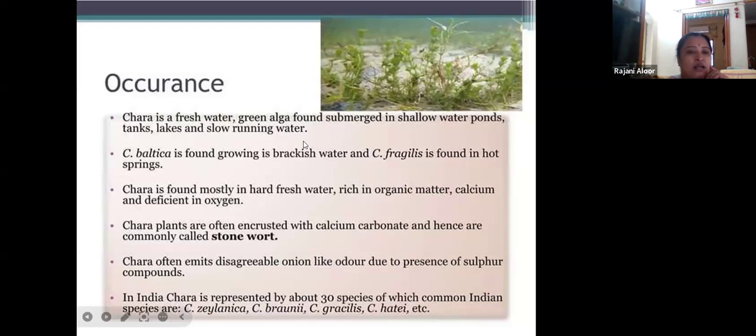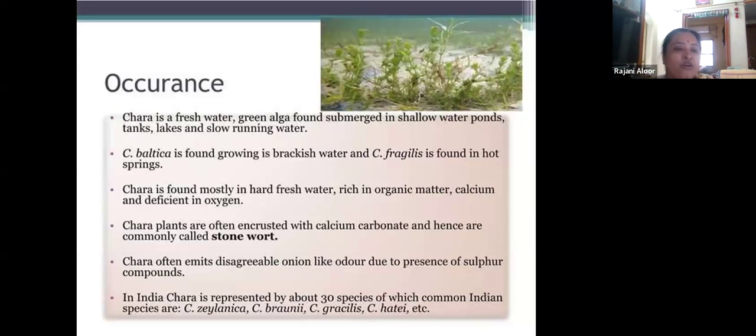Next example, Chara fragilis, is found in hot springs, where hot spring water is there. This Chara is found mostly in hard fresh water, rich in organic matter, rich in calcium, and deficient in oxygen.